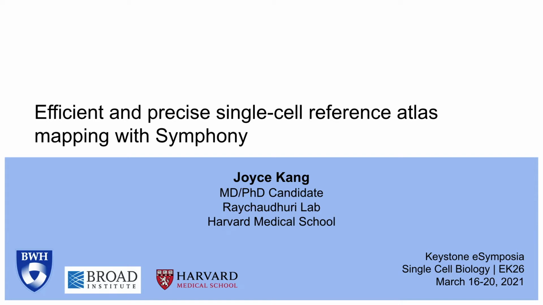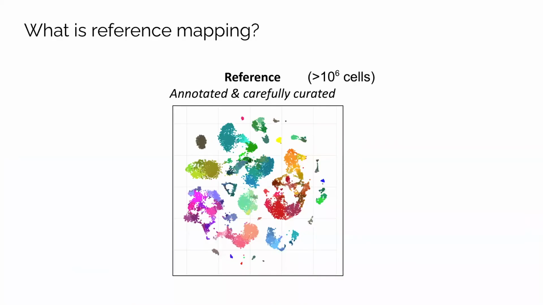Today, I'm excited to tell you about Symphony, an efficient and precise algorithm for single-cell reference mapping. Around the world, investigators aim to construct these large-scale comprehensive reference atlases of various tissues, with million-cell atlases emerging.